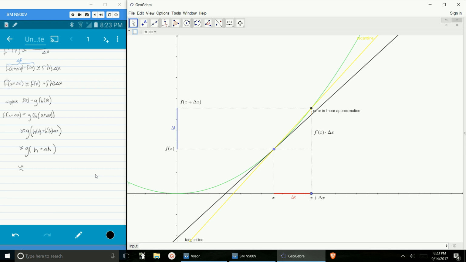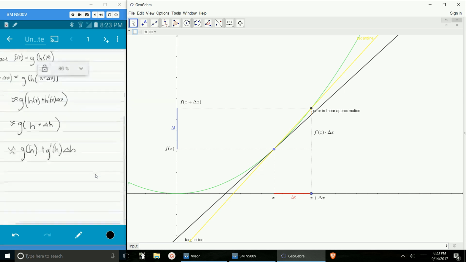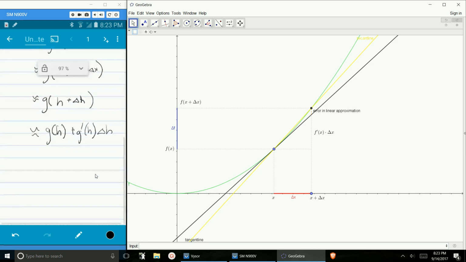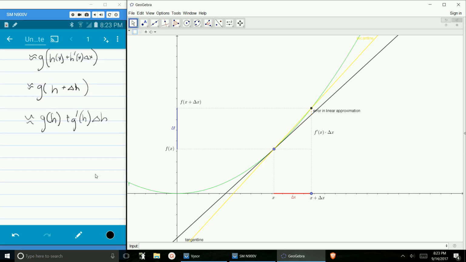So we can then say that that is approximately equal to what? The function evaluated at the first thing, so g of h, plus the derivative of the outside thing evaluated at the first thing, right? So plus g prime of h times the second thing in there, delta h, right? This is approximately this. Okay.